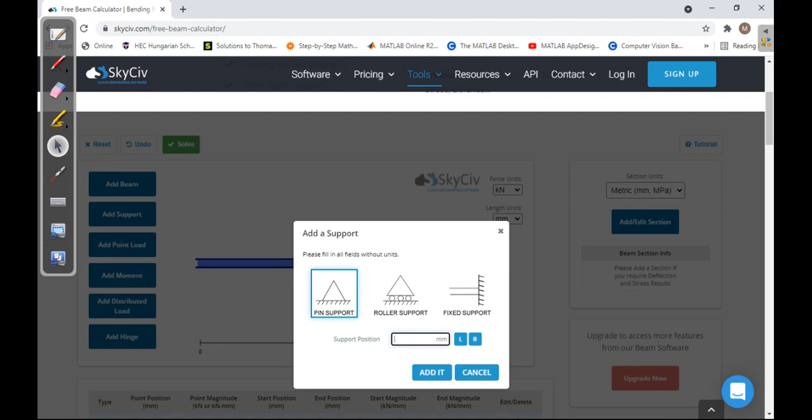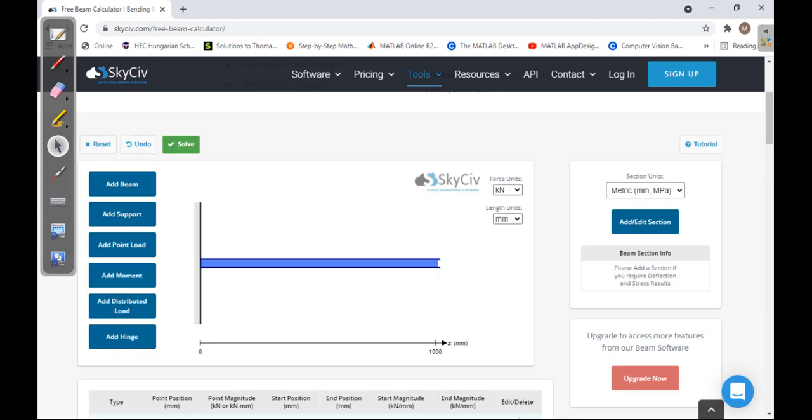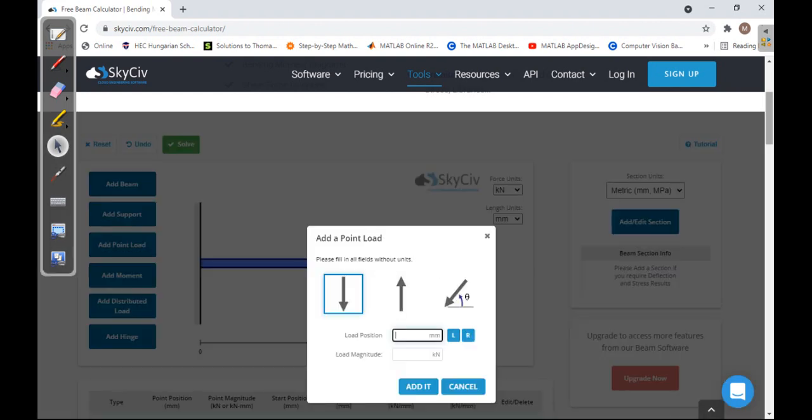Let's try a cantilever beam problem. On the left side I want the fixed support, so add it. Super cool. Now I want to add a point load, a downward load, at a position of 750 from the left side. Add it. The magnitude is 30. Here you can put a load at any angle, upward or downward, as you choose. I would like to put a downward load.